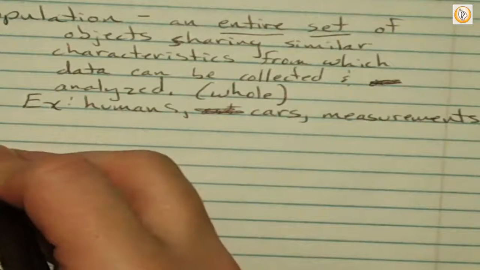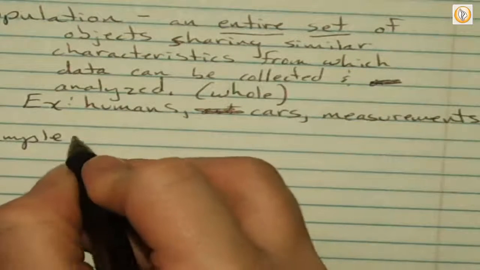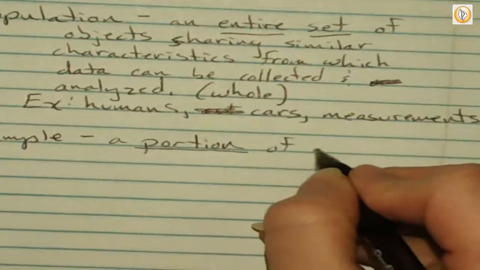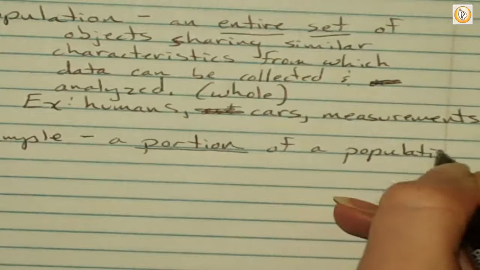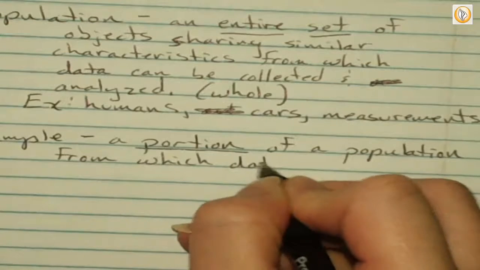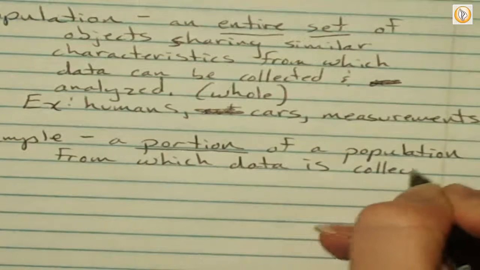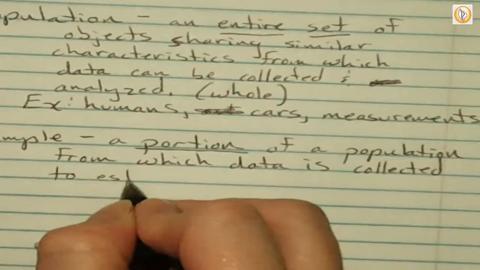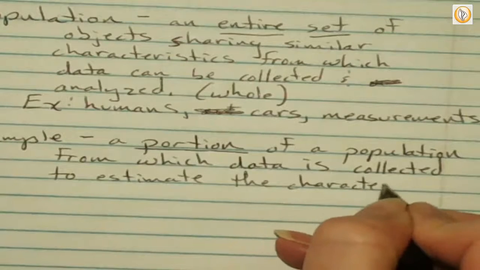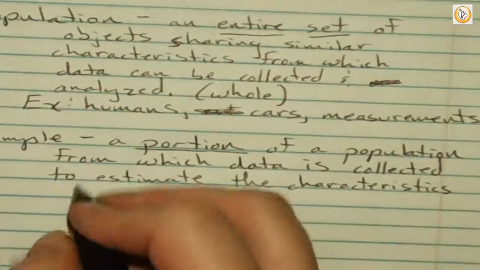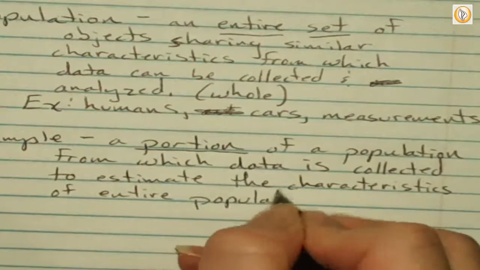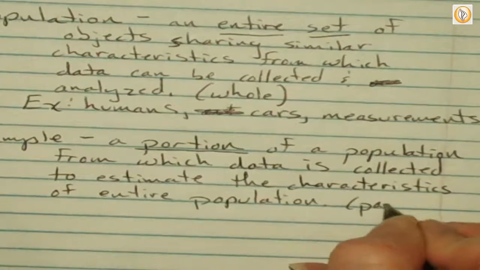Now, sample is the next definition. It's going to be a portion of the population from which data is collected to estimate characteristics of the entire population. This is the part.